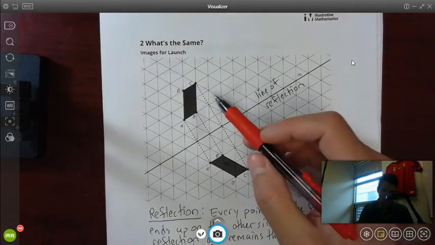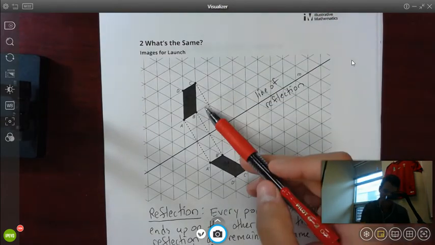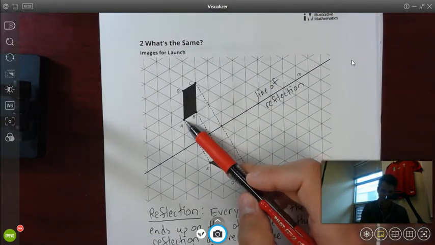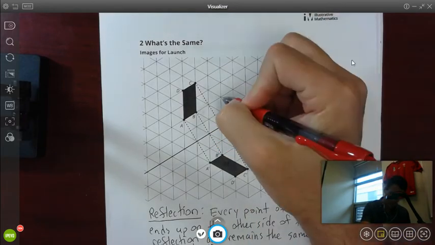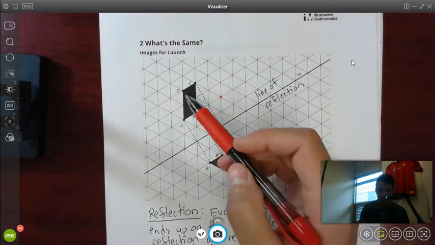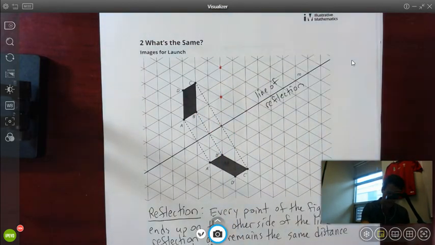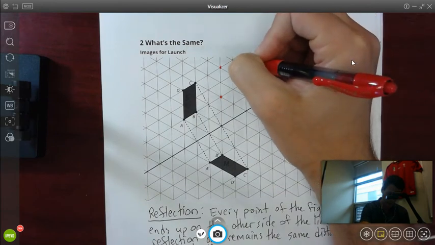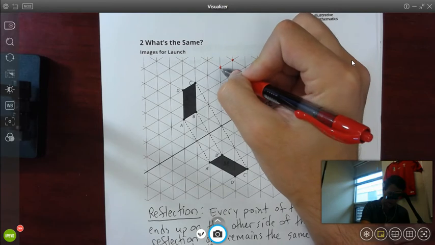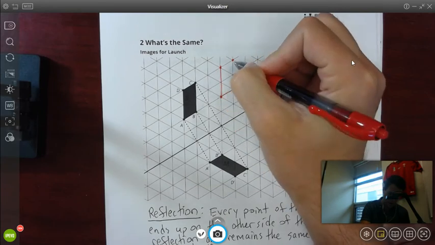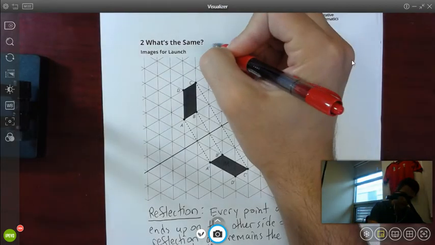So if I were to take this original shape and draw another pre-image, I could just move it, point A here, 1, 2, 3 spaces away. And I could place a point there, and then I would do the same thing to the other points. 1, 2, 3 spaces away for point D, 3 spaces away for point C, and 3 spaces away for point B. And I could just draw this shape here. And that would be a translation.